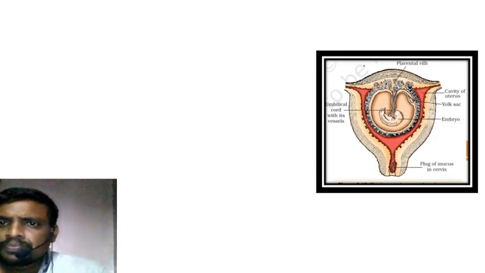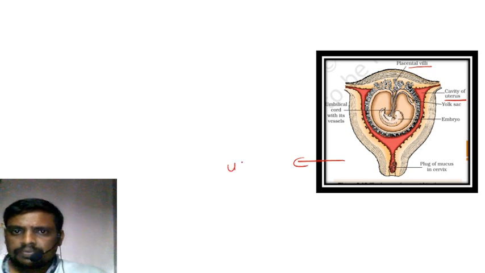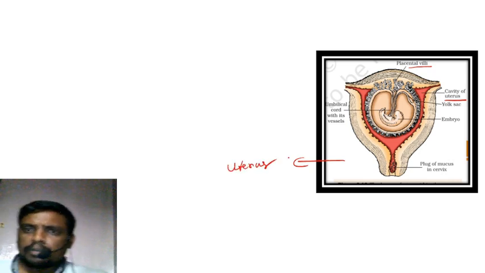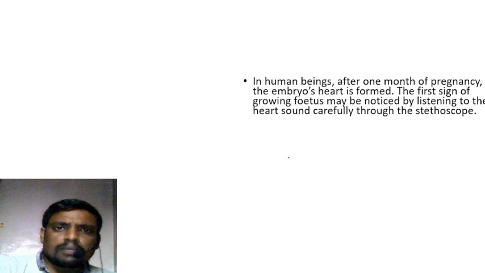We can see the uterus structure clearly here, which is having various membranes. Here you can see the uterus cavity, the placental villi, and the umbilical cord, which connects the embryo with the mother, and the plug of mucus in the cervix. All these are important structures of the uterus during the time of carrying the pregnancy.